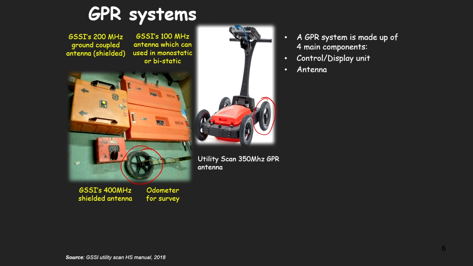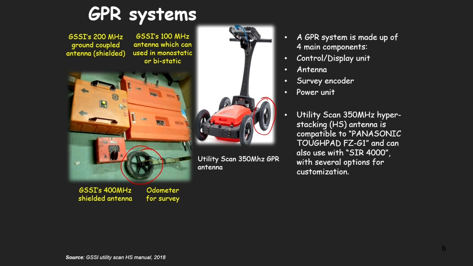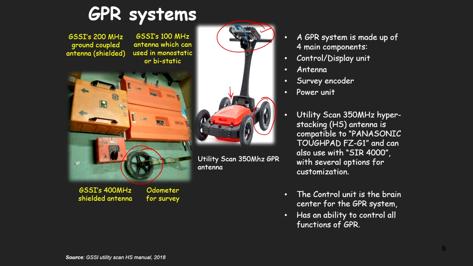So we have a GPR system with a control display unit, antenna, survey encoder, and a power unit. For the power unit, we basically use batteries for both these units. One is here and another battery we use in this one. So we have two batteries connected, and this is with the tough pad. In 400 megahertz we again have a similar unit, which has not been shown here, but similar to the SIR 3000. That is your control unit.